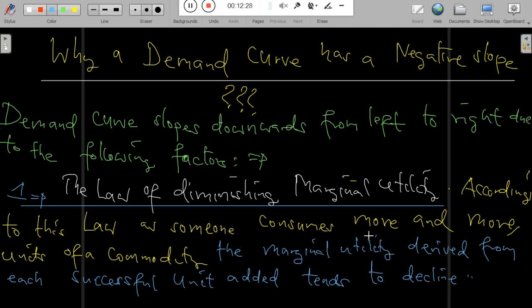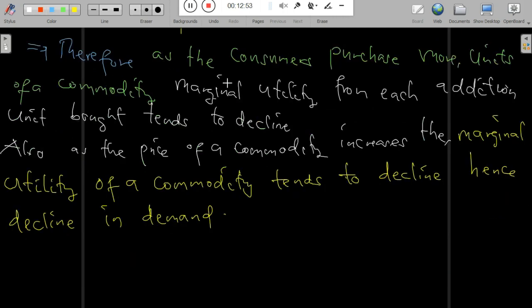According to this law, as someone consumes more and more units of a commodity, the marginal utility derived from each successive unit added tends to decline. So as the consumer purchases more units of a commodity, marginal utility from each additional unit bought tends to decline. Also, as the price of a commodity increases, the marginal utility of a commodity tends to decline, hence the decline in demand.